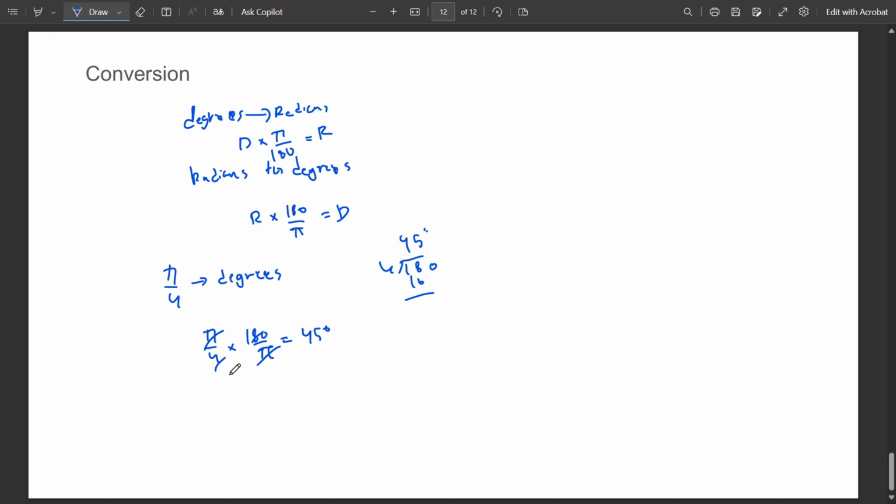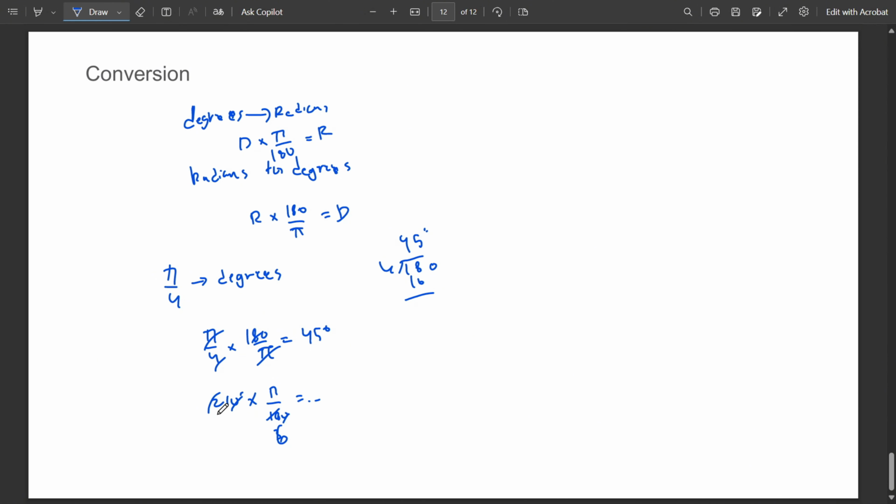And let's say we have 210 degrees, right? 210 degrees to radians, so you'll have times pi over 180, and cancel the zeros. You can divide them by 3, right? Yeah, 3, and now if you divide this by 3, you get 6, and if you divide this by 3, you get 7. So it's 7 pi over 6.